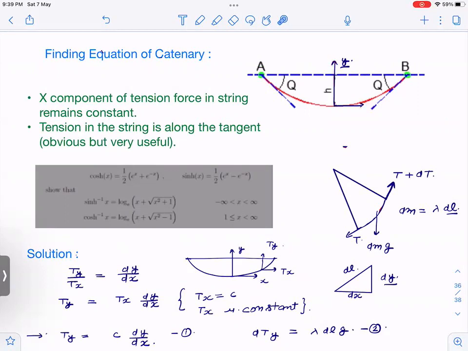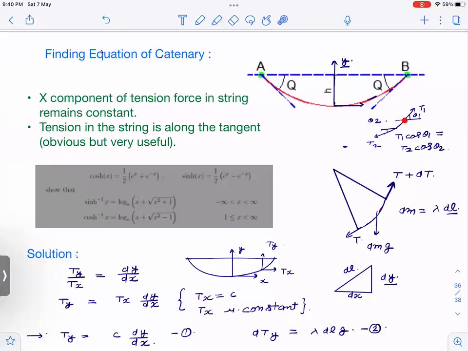So in this analysis, from a physics point of view, we are going to use two very, very important results, which I will explain also. So one is that x component of tension force in the string remains constant, right? That is obvious because if you draw the free body diagram of this part of the rope, suppose here tension is T1, here tension is T2. And if you take this angle here as theta1, here it is theta2, then we can write that T1 cos theta1 is equal to T2 cos theta2 because there is no other force in x direction.